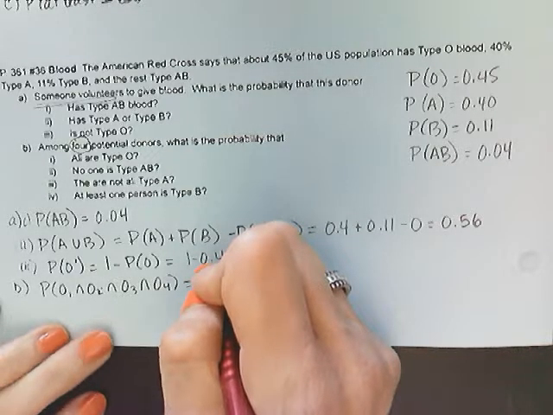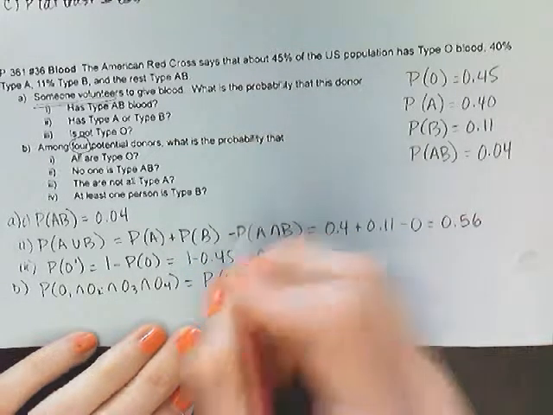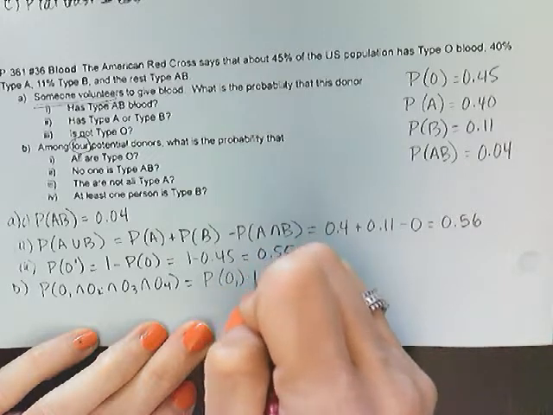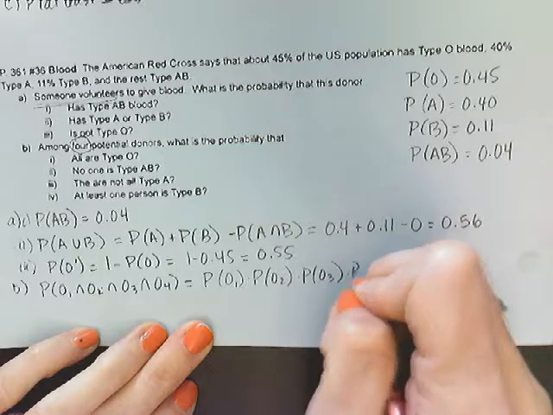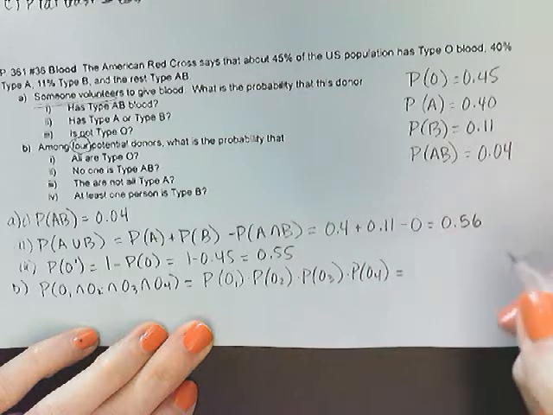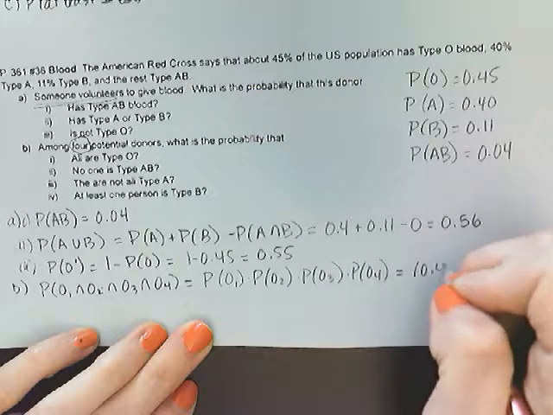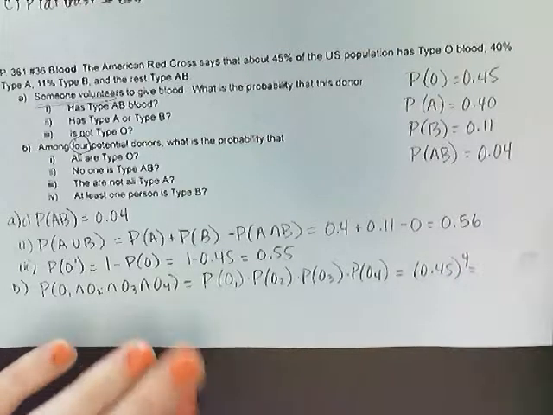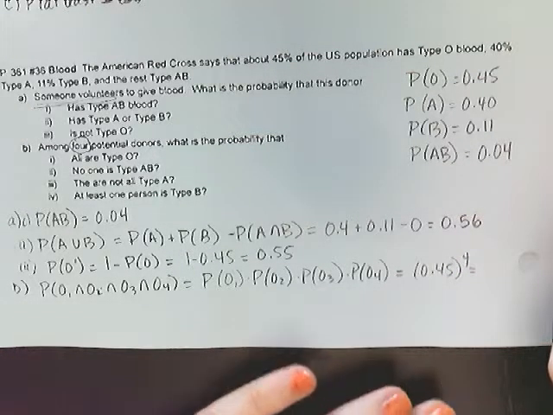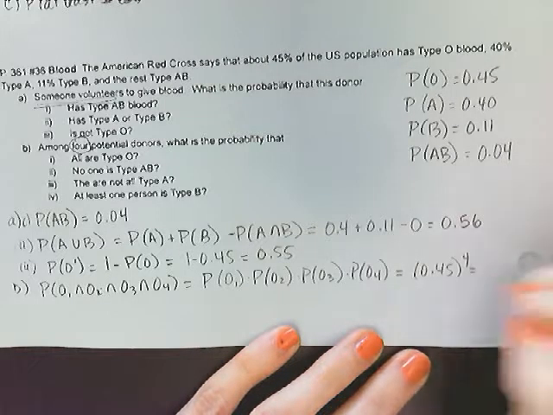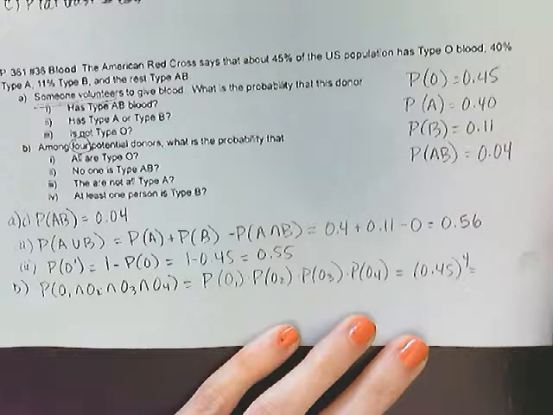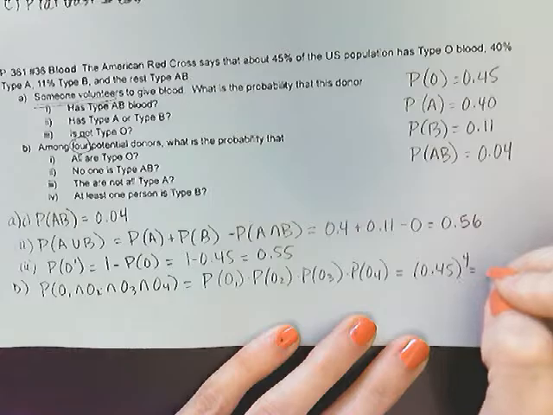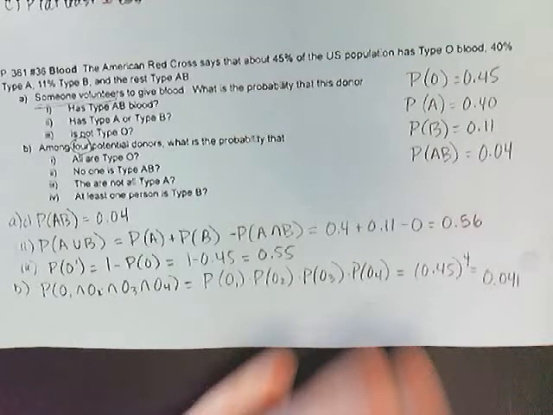All right, so this is the probability of O1 times O2 times O3 times O4, which is what? 0.45 to the fourth. Anybody got that for me? 0.041. Yeah, 0.041. Is that what you got? Okay.